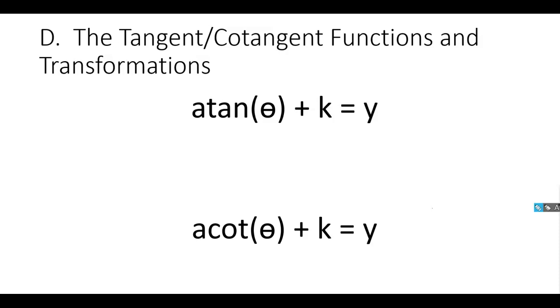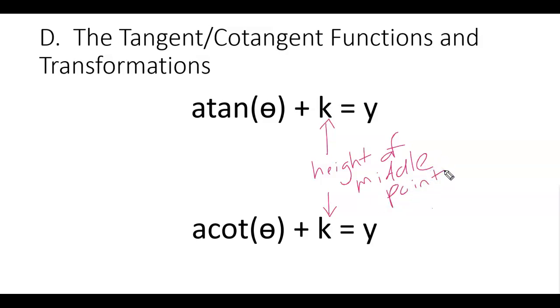So if I were to write some notes here, I would say that this is your height of your middle point. I guess you could call it the midpoint if you wanted to. That'd be easier, right? And this one is your stretch factor. Okay, and so what I would do is I'd maybe write a little note over here for tangent and cotangent about what that looks like.